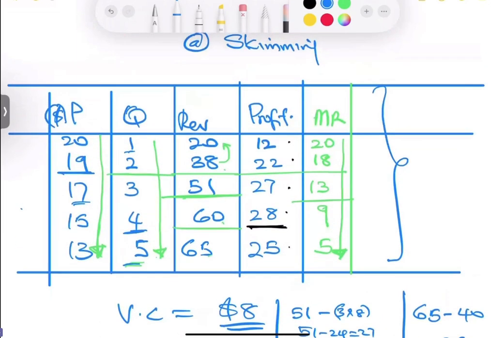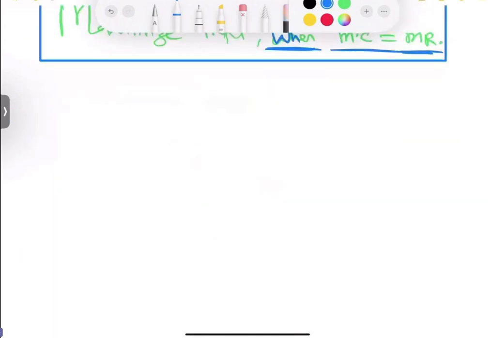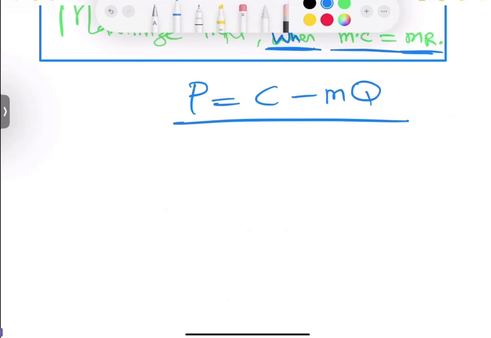The manual one, that's for the BT on MA. They won't ask you to do that. The popular one is using this demand function to get your optimal point. How to use the demand function, that's the last thing we're going to do.